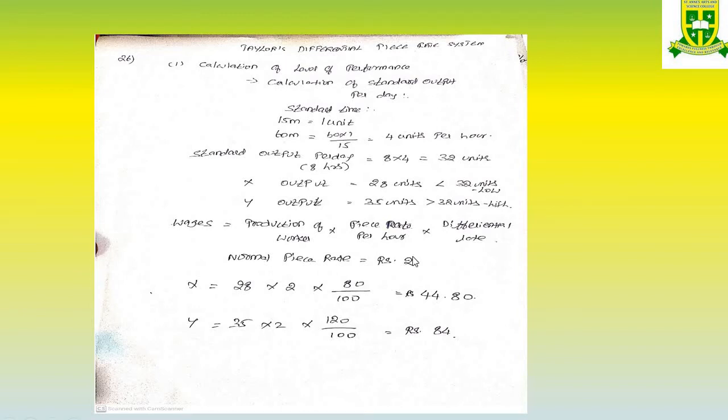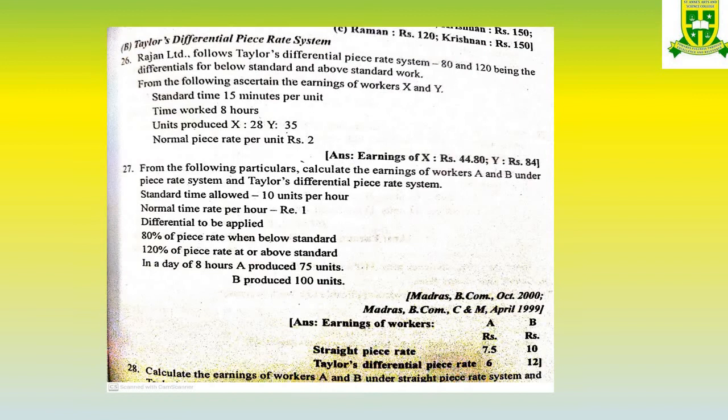So now apply the formula. How many units have been produced? 28. So 28 into normal piece rate of 2. Its performance is low, so I am giving 80% of the amount. So 80 by 100, which is 44.80 per day. Y's performance is 35. 35 into 2, the performance is high, so I am giving 120%. So 120 by 100, which is 84. This is the way you have to pay under Taylor's differential piece rate system.